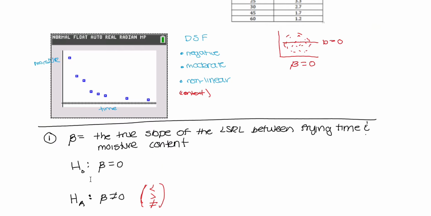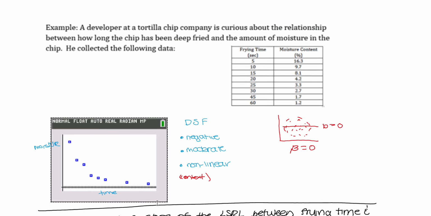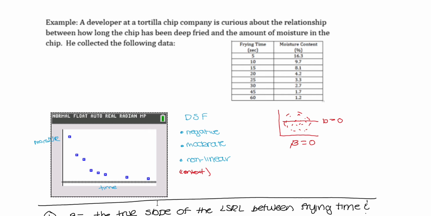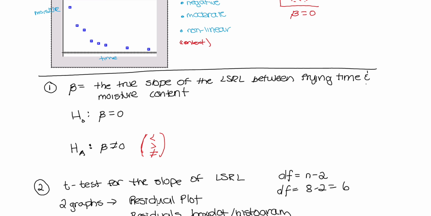And the null hypothesis will be that beta is equal to 0. The alternative hypothesis will be beta not equal to 0. You can also write it as less than, greater than, or not equal to, depending on the question. But because in this question we only want to find whether there is a relationship or not, and the question didn't specify which direction, we would just say not equal to.